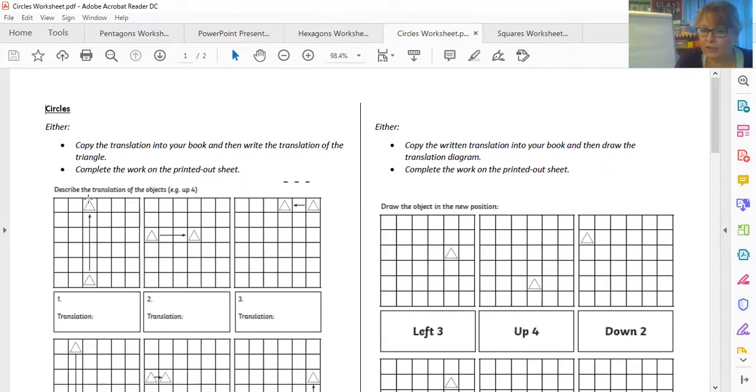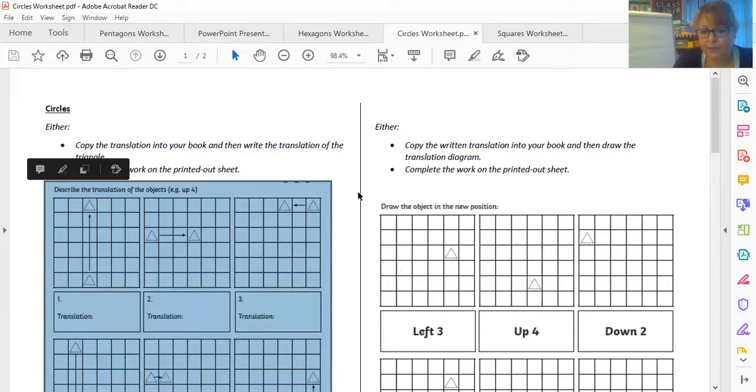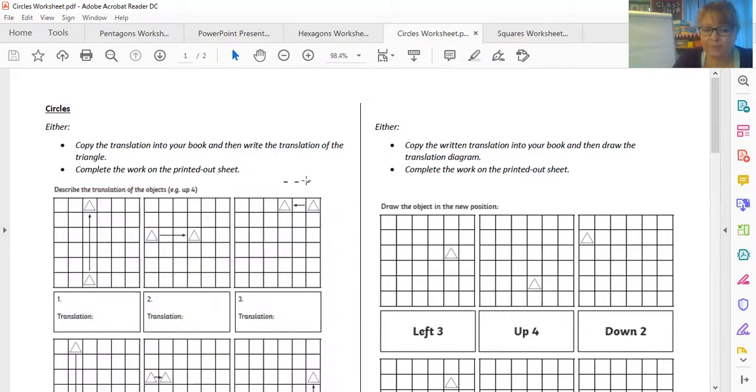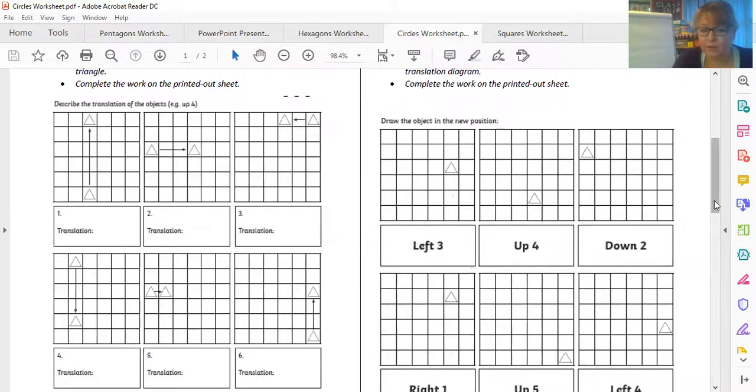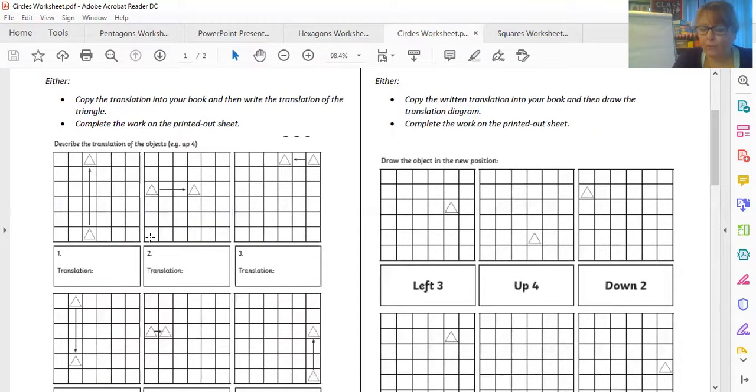Or you can print the sheets out and you can work on the sheet and stick it in your book. It is up to you. I don't mind. Look at the way the arrow's going. Is it pointing up? Is it pointing left? Is it pointing right? Make sure you look at the direction. So again, there are different ones on here. There are 6 for you to do. So choose whether you print the sheet off, do it on the sheet and stick it in, or whether you draw it in your book and then write the translation. So the first side is about you writing the translation.